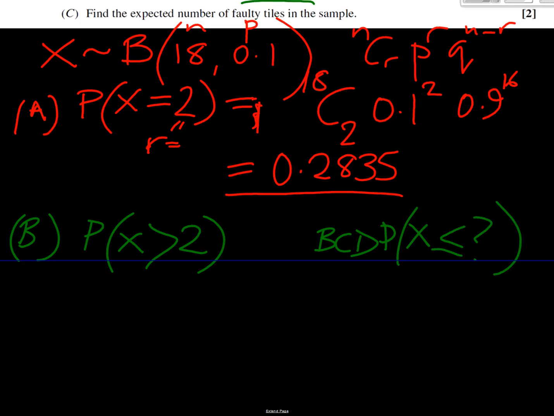Yep. So let's have a look quickly. Draw your number line. We can have 0 faulty tiles, 1, 2, all the way up to 18 here, can't we?